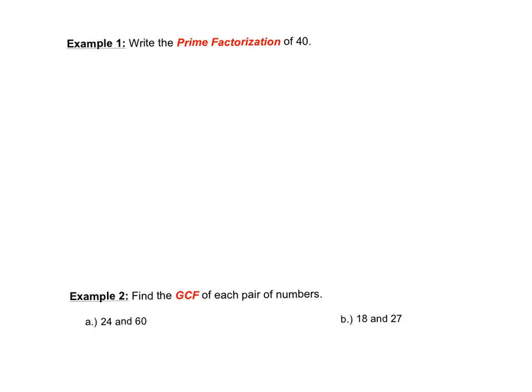For the prime factorization of 40, you build a factor tree. You can think of any two numbers that multiply to 40, like 4 and 10. This should be reviewed for you guys. 4 breaks down to 2 times 2. Make sure you're using multiplication. And 10 breaks down to 2 times 5. These are prime numbers, so I've circled them for you.